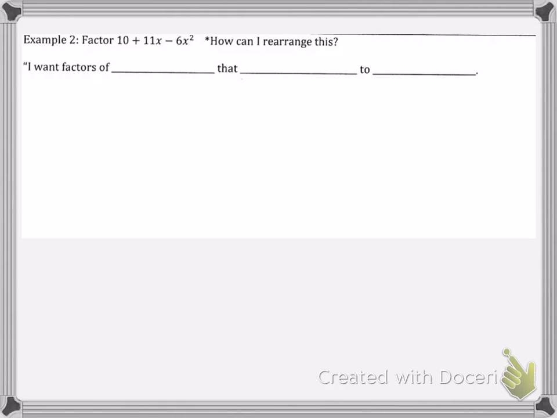Now, if you look at number 2, example 2, the reason this looks a little weird is because the quadratic term is at the end, so let's rearrange it. And when we rearrange it, we're going to get negative 6x squared plus 11x plus 10. Now, I don't like that this is negative, so I'm going to go ahead and factor out a negative 1. That's going to really seem like I'm taking the opposite of all these terms. So it's going to be a negative 11x and a negative 10.